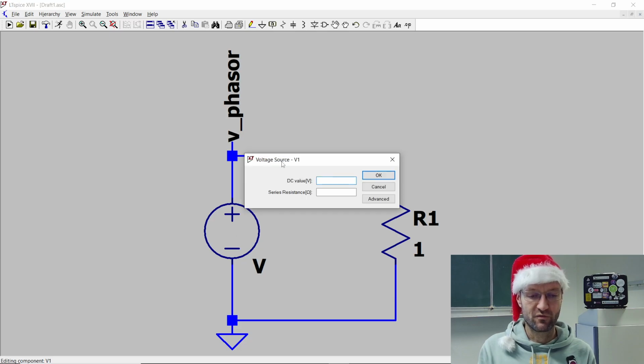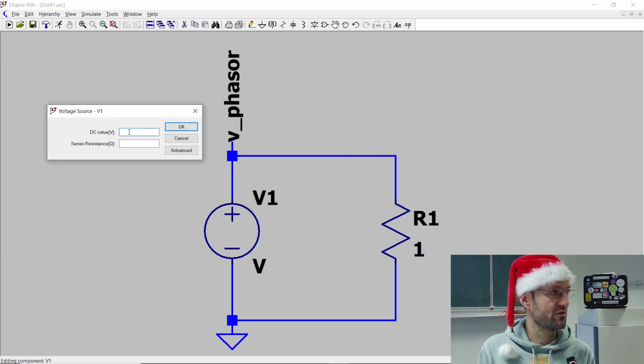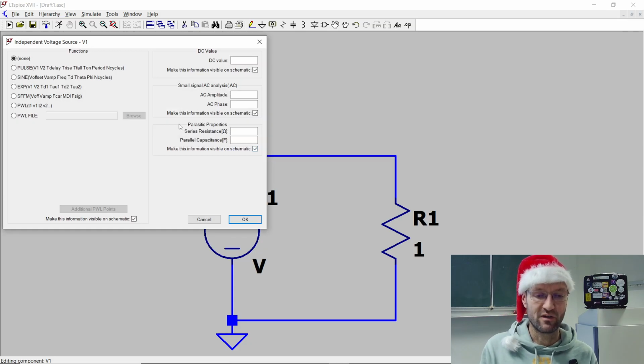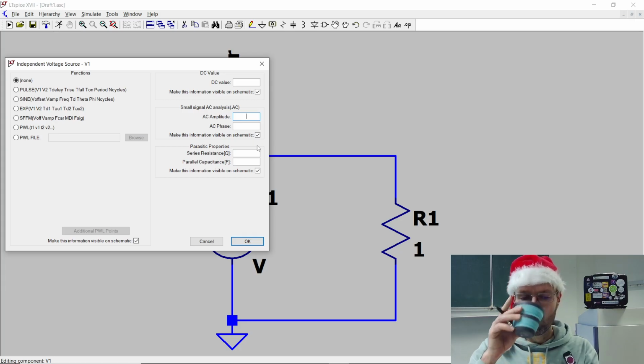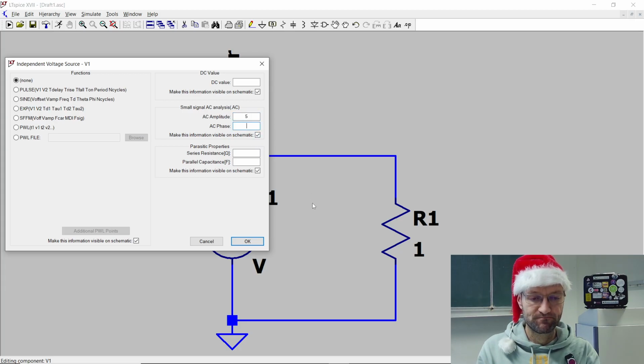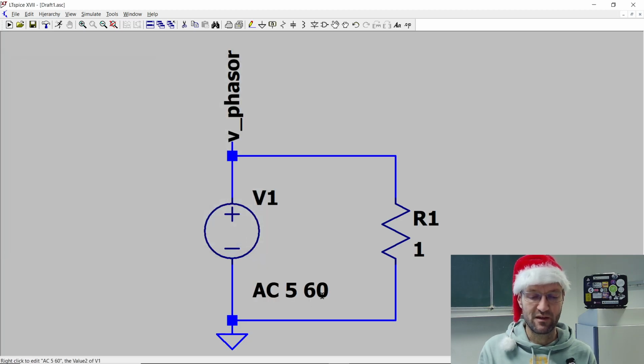And now this voltage source is not a DC voltage source. It should be a complex phasor voltage source. So I go to advanced, and here we can set AC amplitude and AC phase. The amplitude in our task was 5 volt, and the phase is 60. Unfortunately, it's nowhere really given here that the phase should be in degree, but it is, as we might see later on. So there we have AC 5 volts 60 degree.